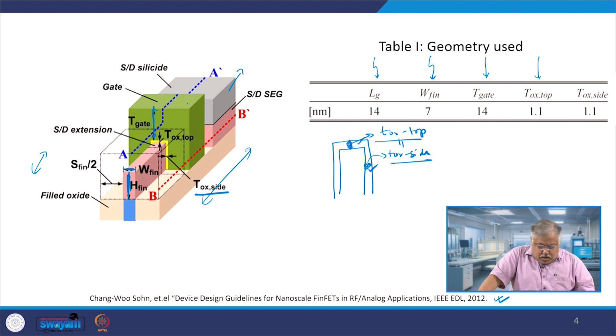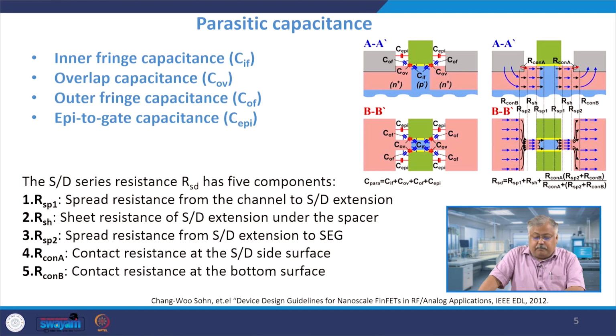Now, let me come to the next slide and show you the parasitic capacitances which are available in a FinFET. There are 4 basic parasitic capacitances, and there are 5 basic resistance elements available. The parasitic capacitances are the inner fringing field capacitance known as CIF, overlap capacitance, outer fringing field capacitance, and AP to gate capacitance. We will go one by one and show you how it is done.